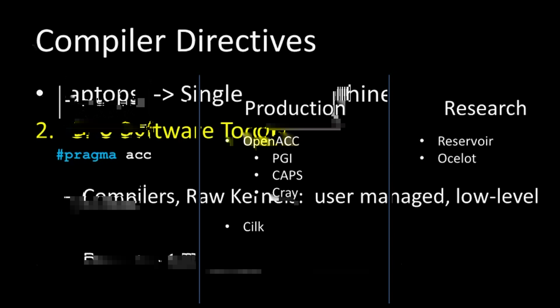When you're talking about compiler directives, there are several different projects out there. When it comes to production code, OpenACC is the closest to getting out there, and that's provided by PGI, CAPS, and Cray, 3 companies pushing that initiative, offering compilers and hardware setups. As far as research projects, two of interest are Reservoir Labs, which does R-Stream, and the Ocelot project out of Georgia Tech. These are 2 projects that work with compiler directives.